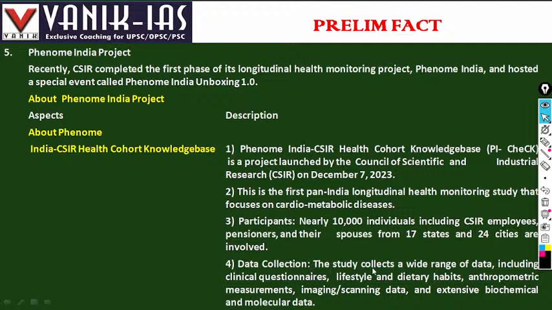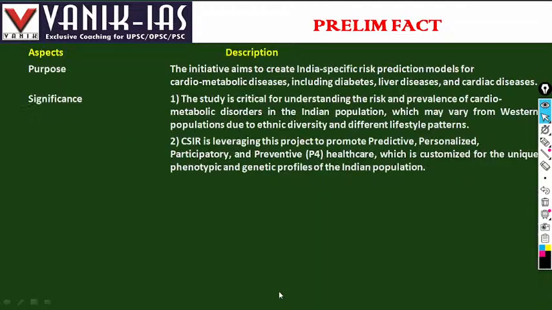Data collection. The study collects a wide range of data including clinical questionnaires, lifestyle and dietary habits, anthropometric measurements, imaging, scanning data, and extensive biochemical and molecular data. The initiative aims to create an India-specific risk prediction method for cardiometabolic disease, including diabetes, liver disease, and cardiac disease.